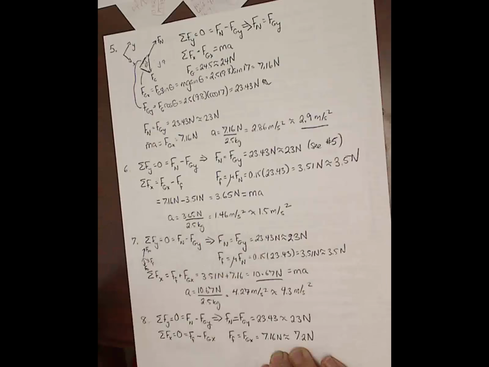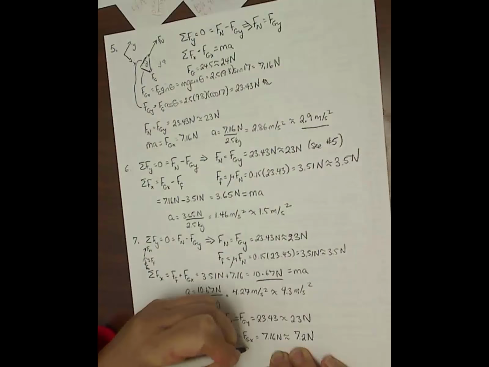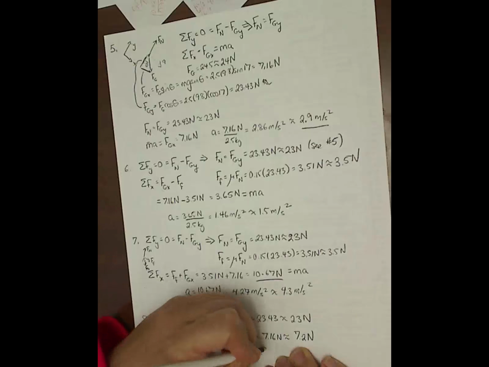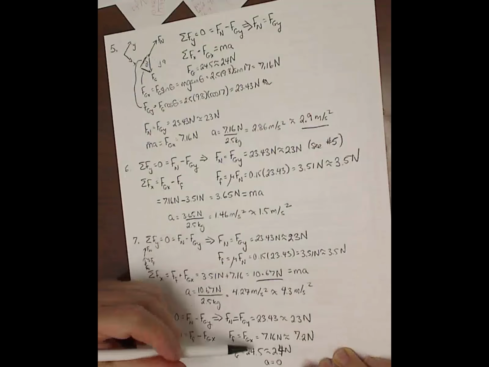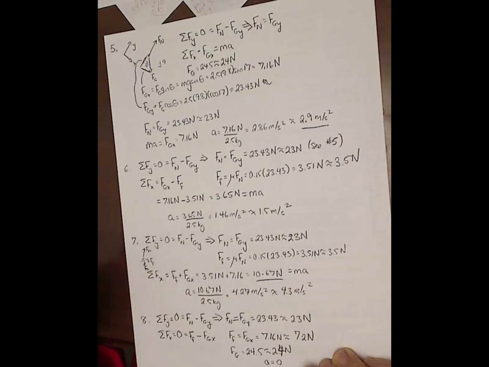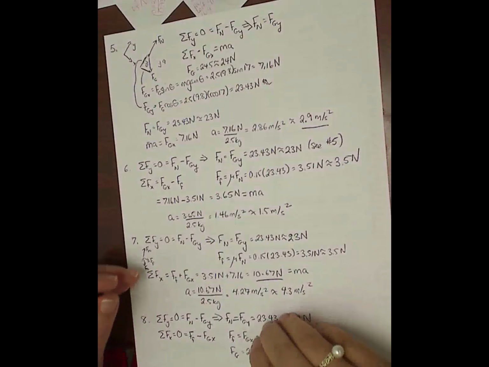And I guess, of course, we need to put in what Fg is, 24.5, or 25 newtons, and the acceleration is 0. Sorry, that should be 24 newtons. I round 24.5 down to 24. Okay, so now we're 2/3 done. Let's go on to the last 4 examples.